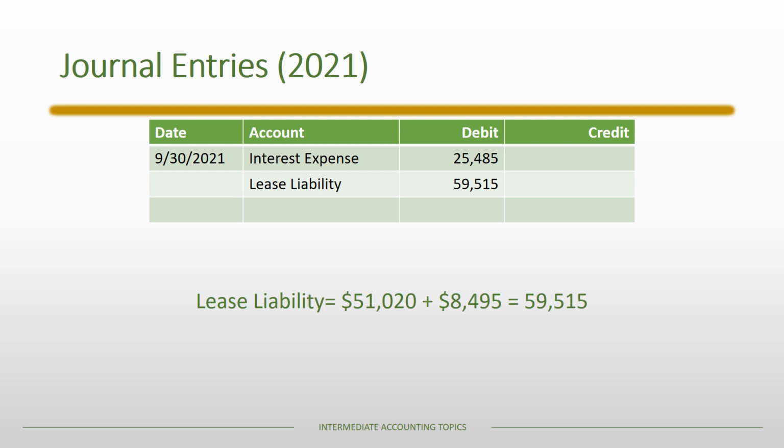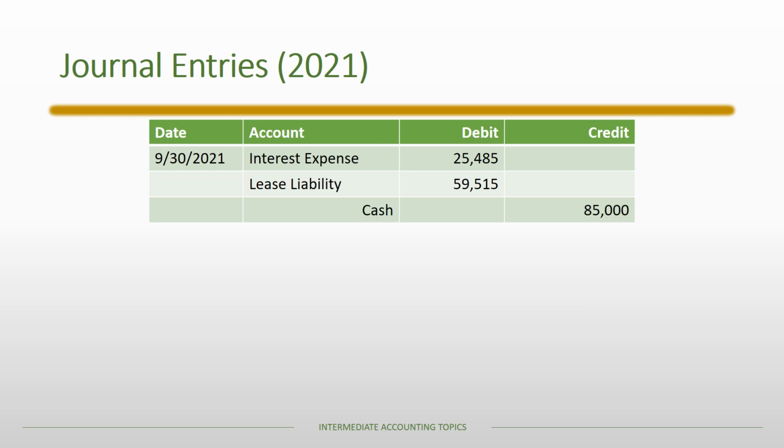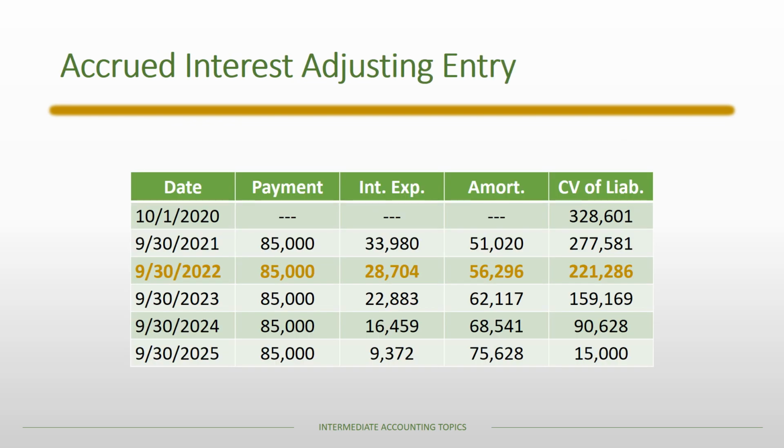amount that we accrued to the lease liability at the end of the previous fiscal year, that $8,495. And so the entry to the lease liability account would be a total of $59,515. And the cash, of course, is just the contractual payment of $85,000, and those all equal out. So now we move on.